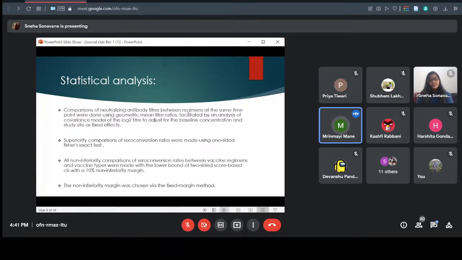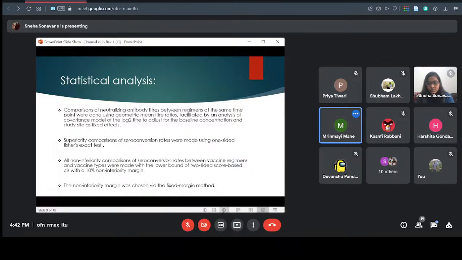Okay, for this study, the comparisons of neutralizing antibody titers between regimens at the same time point were done using geometric mean titer ratios, facilitated by an analysis of covariance model of log titer to adjust the baseline concentration and the study site as fixed effects. The superiority comparisons of seroconversion rates were made using one-sided Fisher's exact test. All the non-inferiority comparisons of seroconversion rates between vaccine regimens and vaccine types were made with the lower bound of two-sided score-based confidence interval with a 10% non-inferiority margin.